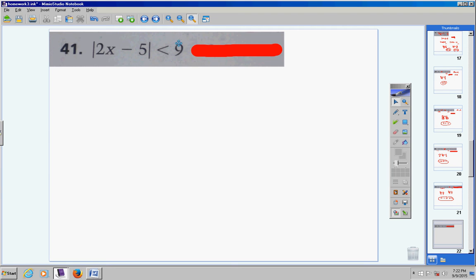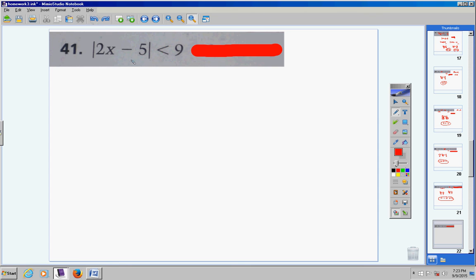Never look at what direction your inequality arrow is pointing until you have first isolated the absolute value. If you don't isolate the absolute value first, you will miss the problem. Now, the absolute value is isolated, so now we're going to look at the arrow that's pointing to the left, kind of like a C, which means we have a conjunction.